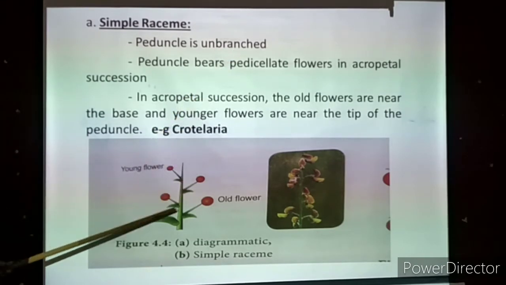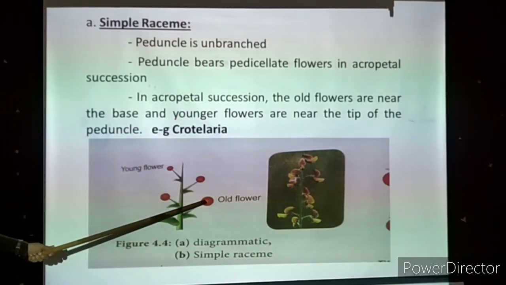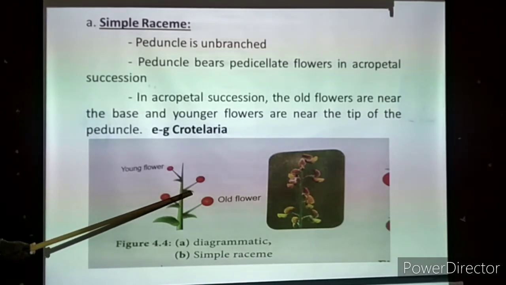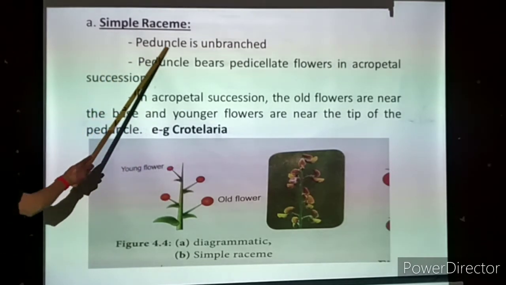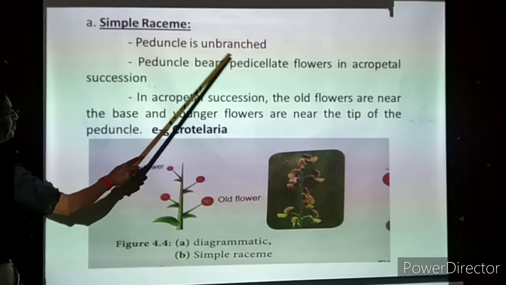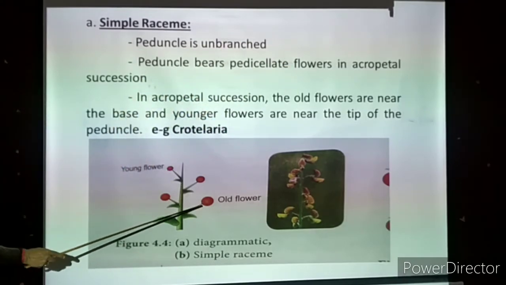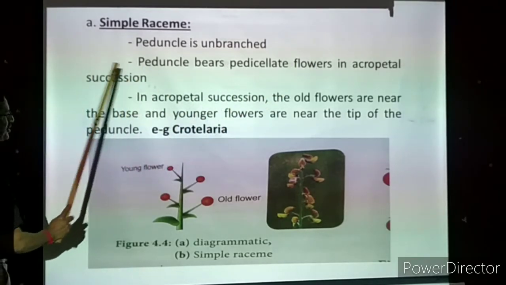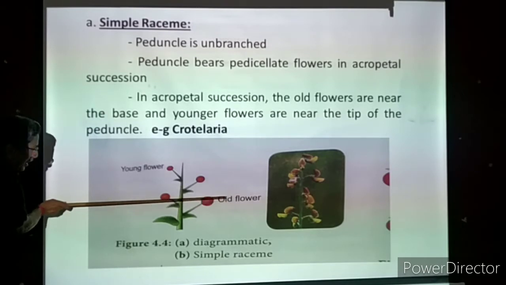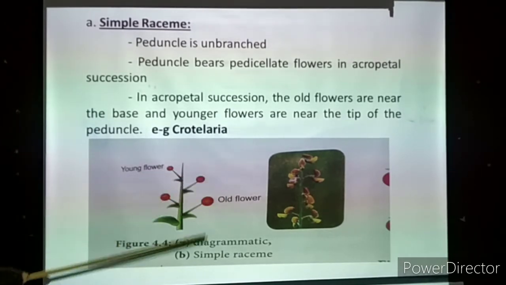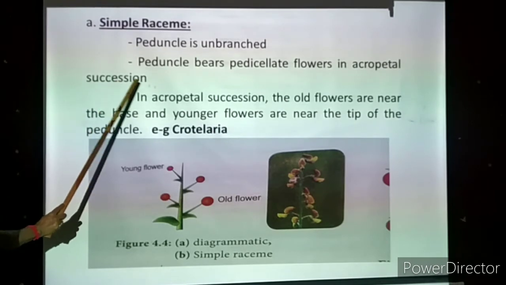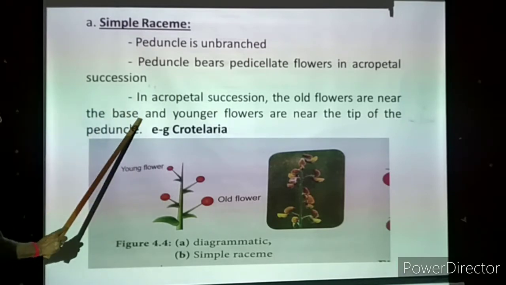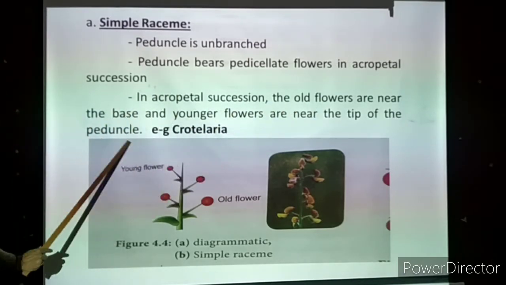Peduncle is unbranched. See, this is the peduncle, it is unbranched. Now this is the flower. This is not a branch, it is a pedicel, the stalk of the flower. Peduncle bears pedicellate flowers. Each flower has a stalk, pedicel. So pedicellate flowers in acropetal succession. This also we know. Old flowers are near the base, young flowers are near the tip of the peduncle. In acropetal succession, the old flowers are near the base and younger flowers are near the tip of the peduncle.